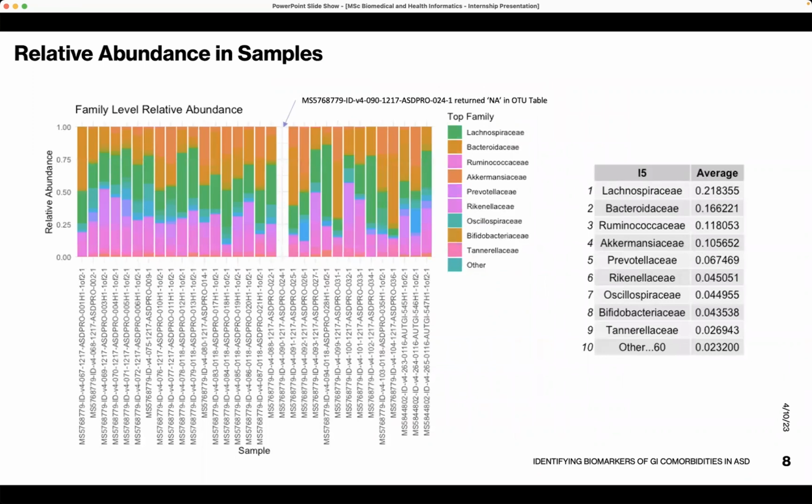And finally, this is the relative abundance of microbiota in the samples, looking at the family level taxonomy. And we can see here that Lachnospiraceae, Bacteroidaceae, and Ruminococcaceae were the top 3 bacteria found in this sample set.